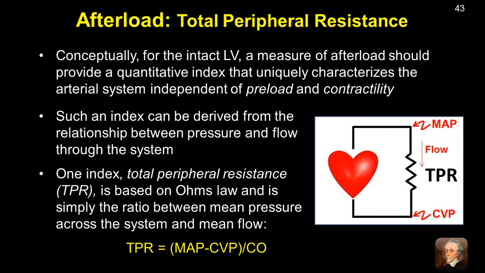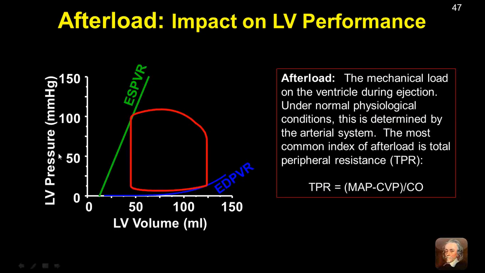I won't go into the other indices, but suffice it to say that vascular impedance is a more generic form of TPR and allows one not only to interrelate mean pressure and mean flow, but also, very importantly, to interrelate instantaneous pressure to instantaneous flow. So I won't go into any further detail about that.